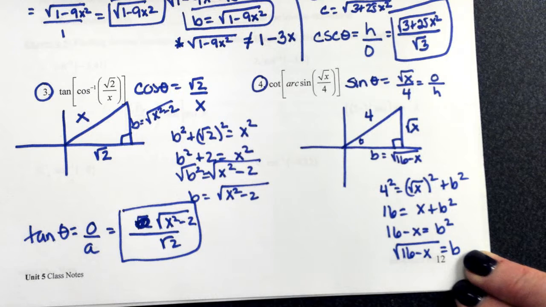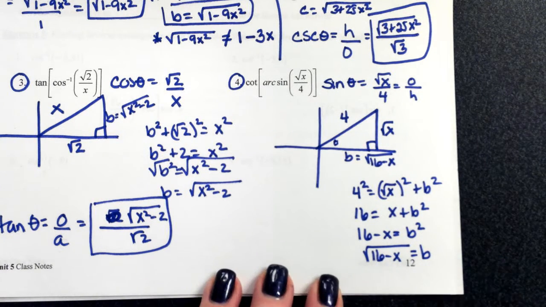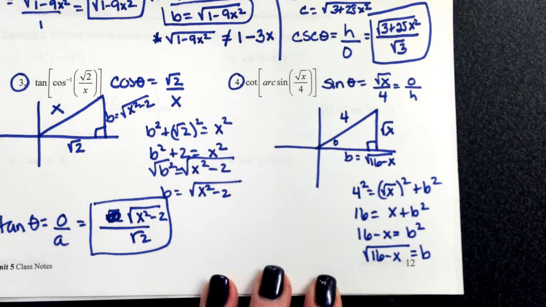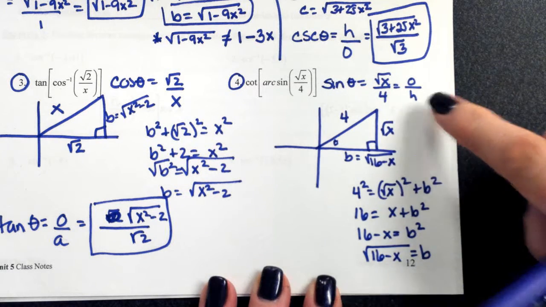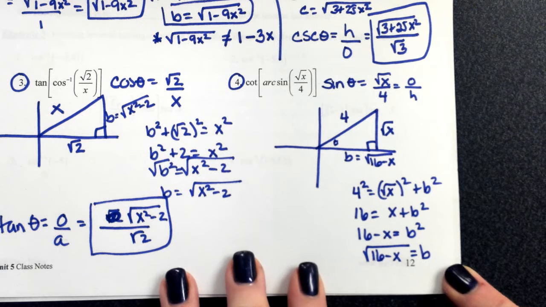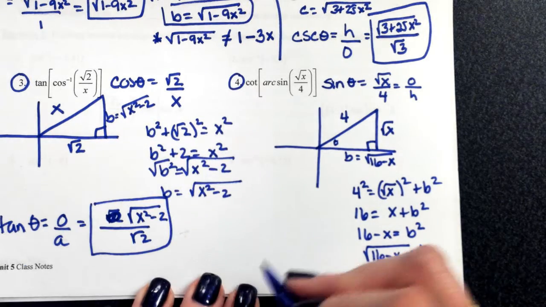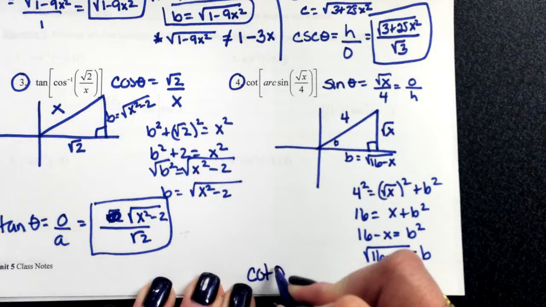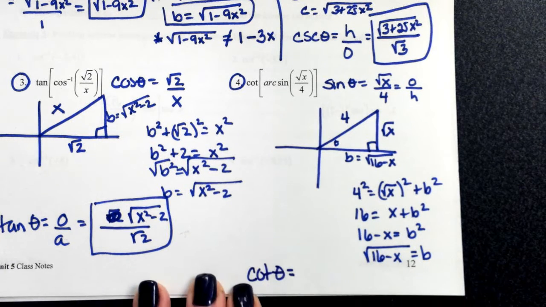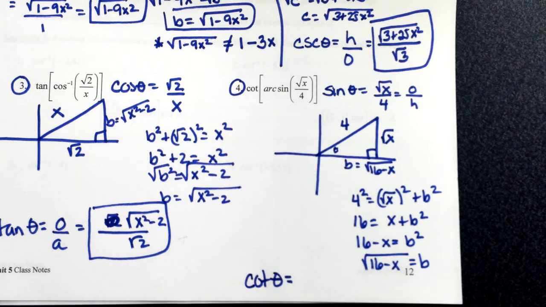Did we come up with the square root of 16 minus x? All right, again, with the sine, remember it's the opposite over the hypotenuse when you label your triangle. Okay? So any questions on using your Pythagorean theorem? So now, go ahead and finish it for me. Tell me what the cotangent of this angle would be. Again, remember, cotangent's reciprocal to tangent.